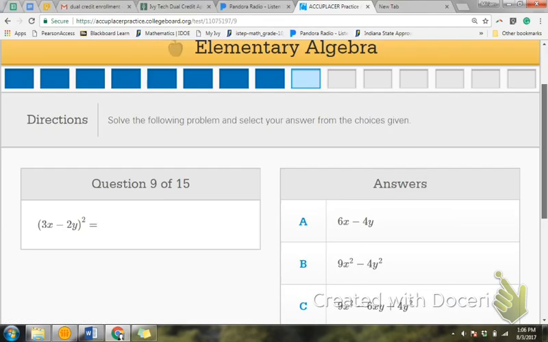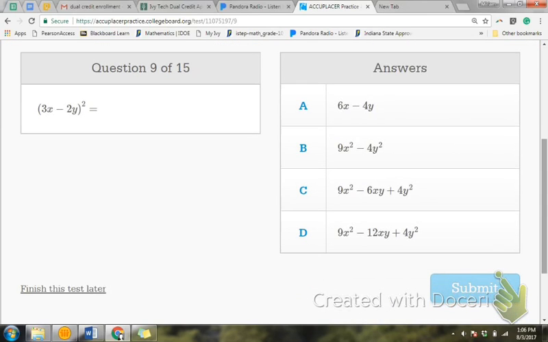All right, here you go. Please don't make the same mistake. 3x minus 2y all squared. All right, I got this. Yeah. Think about what you did last time and don't do that same thing. Well, some of you don't do the same thing. Yeah, that thing you did last time.